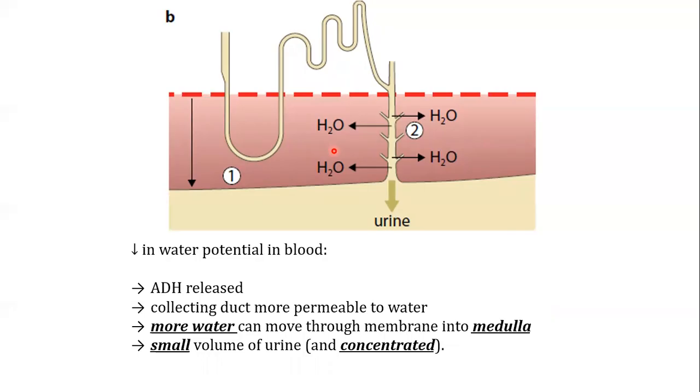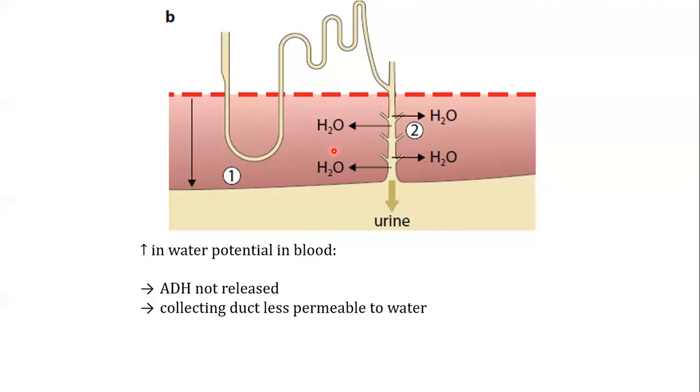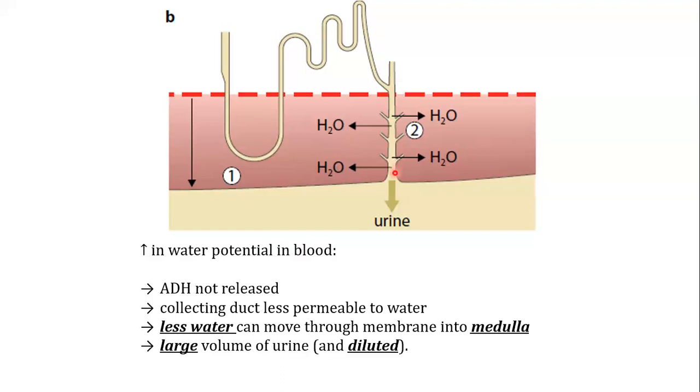And if you want to talk about the opposite, if there is higher water potential in the blood, so if you drink a lot of water, your brain knows that you have excess water. It will not release ADH. So the collecting duct will become less permeable to water. Less water will be reabsorbed back. So now your urine will have a larger volume and become more diluted.